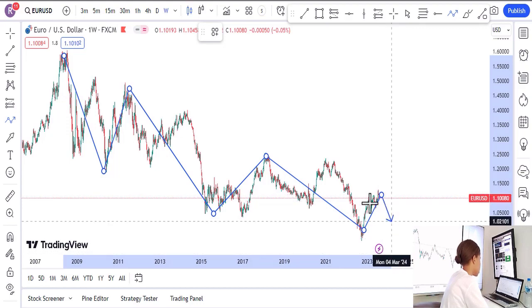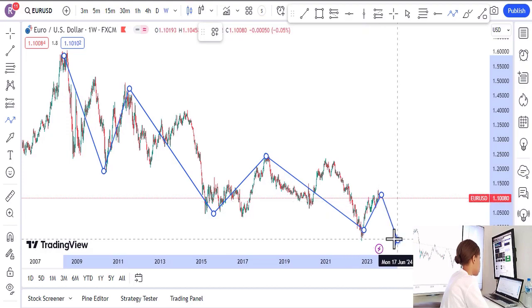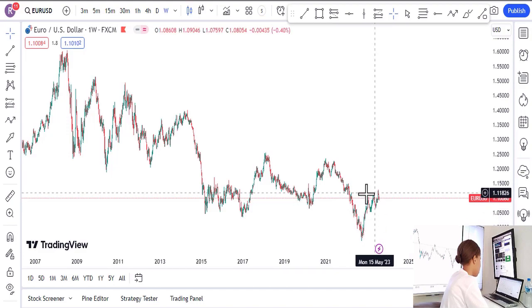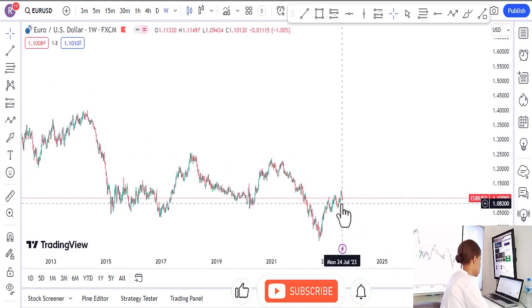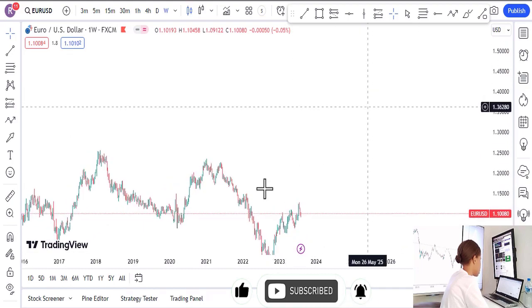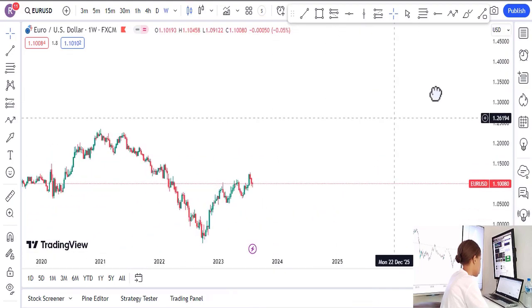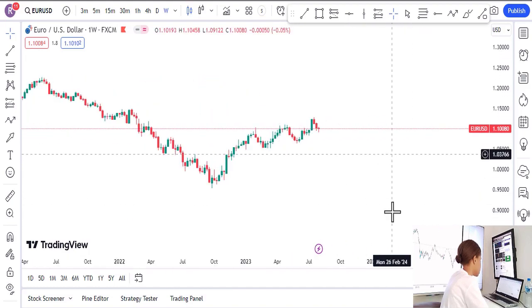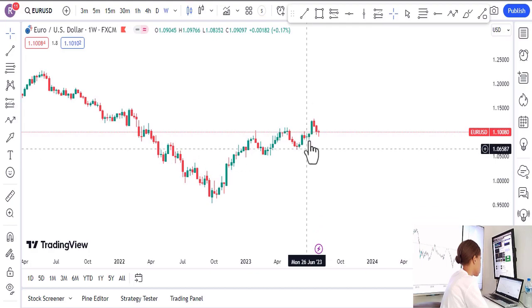So guys, you can clearly see we are in a downtrend. But then we are having a correction back to this zone. Let's quickly take a look at how the weekly candle closed for last week. Yeah, so we can see that the weekly candle for last week closed bearish.